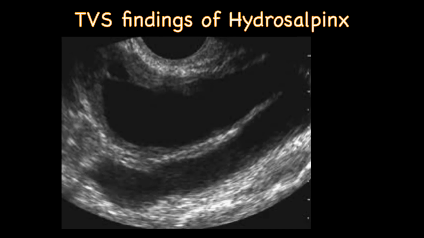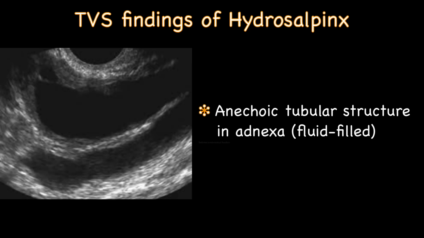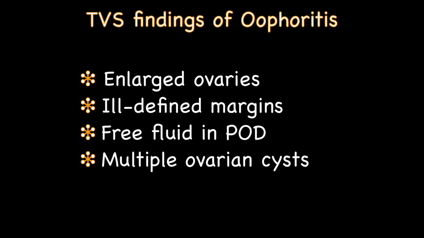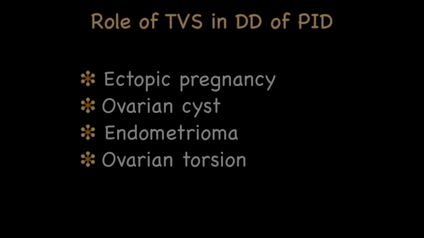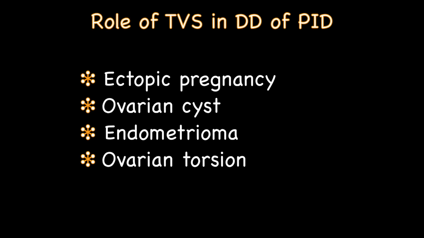USG findings of a hydrosalpinx are presence of an anechoic tubular structure in the adnexa, which is fluid-filled. Sonographic findings suggestive of oophoritis are enlarged ovaries, ill-defined margins, free fluid in the pouch of Douglas, and presence of multiple ovarian cysts. Transvaginal sonography has some advantages. Besides being a non-invasive investigation, it helps to rule out the following conditions, which are differential diagnosis of PID: ectopic pregnancy, hemorrhagic ovarian cysts, ovarian torsion, and ovarian endometrioma.